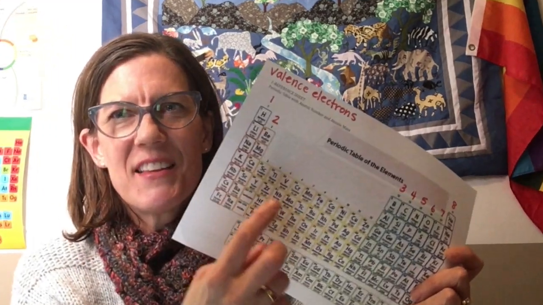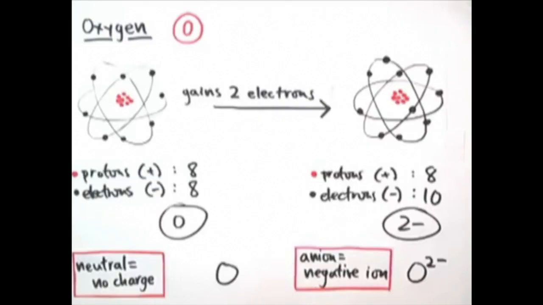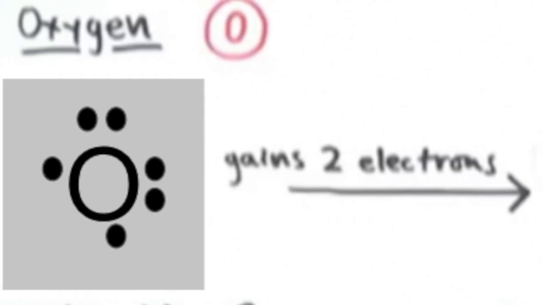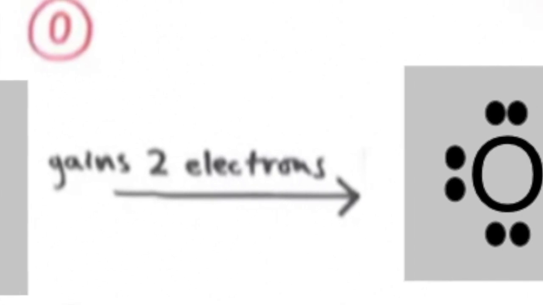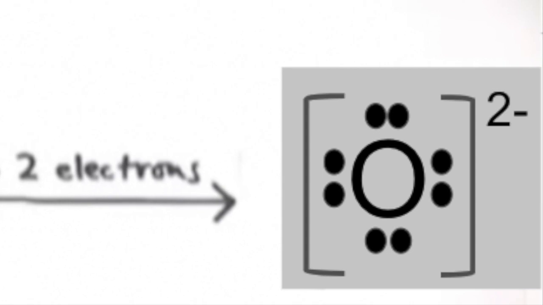Thanks. On our worksheet, we're going to be using a little bit different notation. So let's try this one. Here's oxygen with 6 valence electrons. Instead of these pictures, we're going to use the dot diagram. And when it gains 2 electrons, it has a full stable octet. We put that in brackets, and then the charge is 2 minus.